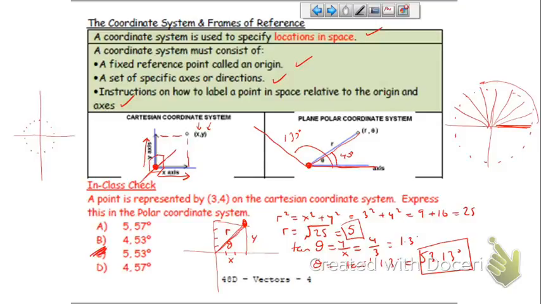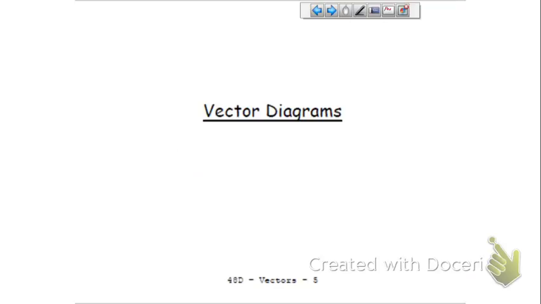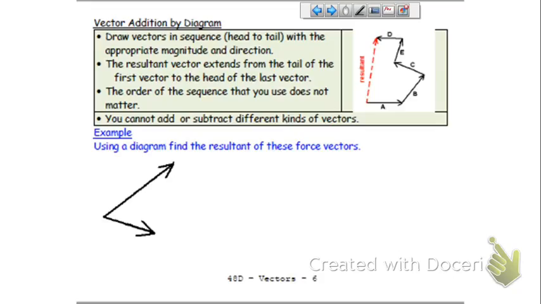Do you know what the definitions are, and can you do some math? But what I really want to get to is vector diagrams. Vector diagrams are incredibly abstract in a way.